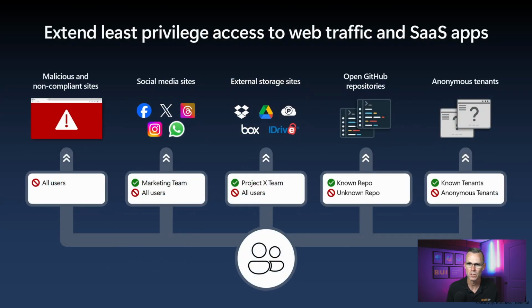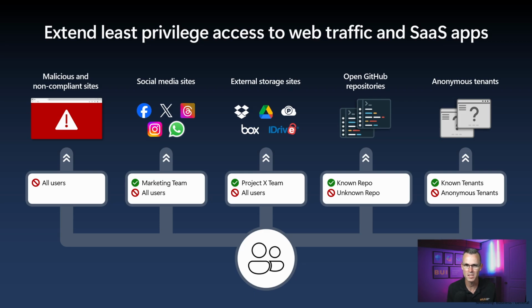And as I've already mentioned, we can also extend that least privilege access to web traffic or our SaaS solutions. So in this example, it's obviously very clear if we go from left to right, any malicious sites or non-compliant sites, of which there are many, we can block for all users. For social media sites, we can make sure that our marketing team has access to that. The rest of the team, or the rest of the organization, sorry, no Facebook.